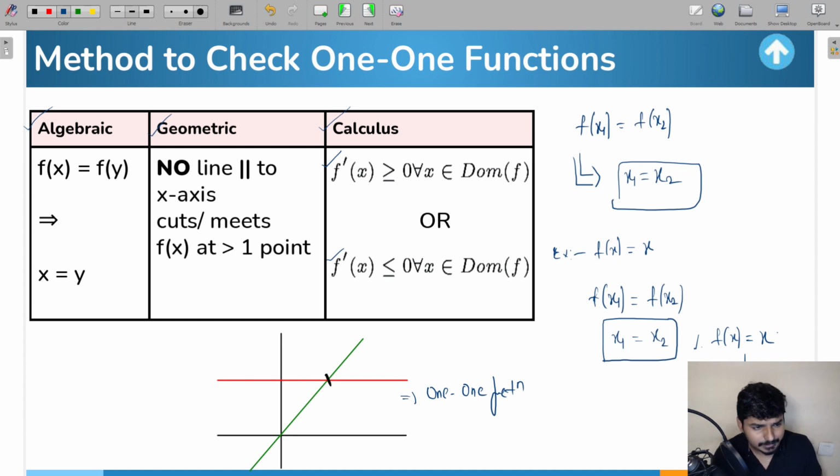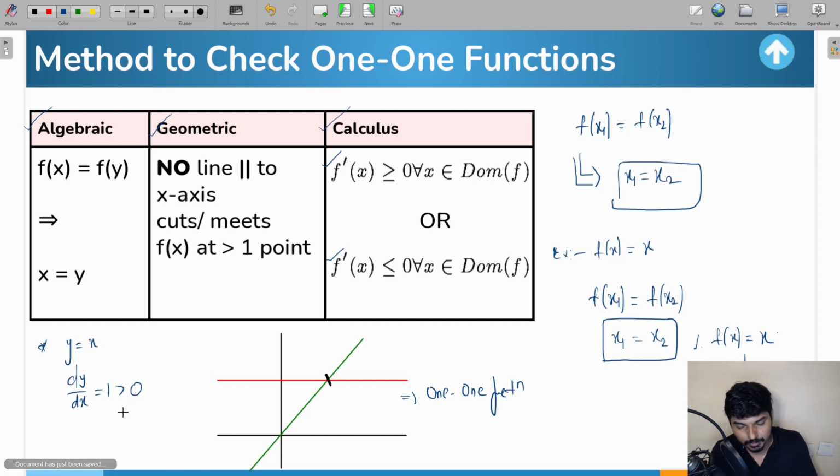So for example, you see the same question, y is equal to x is given, right? If you differentiate the function, you're going to get dy by dx equal to 1. And can we say dy by dx, which is 1, is always going to be greater than 0, no matter whatever value of x you take? Whatever the domain of f of x is going to be, dy by dx, which is 1, is always greater than 0. So what does that mean, everyone? We can say this function is an increasing function. So we can say that yes, it is going to be a 1, 1 function.